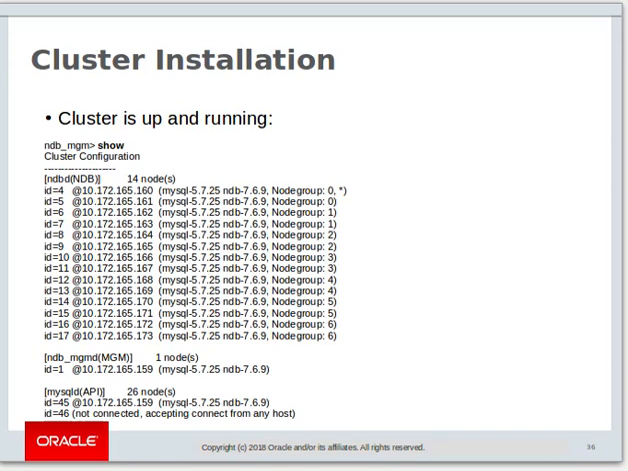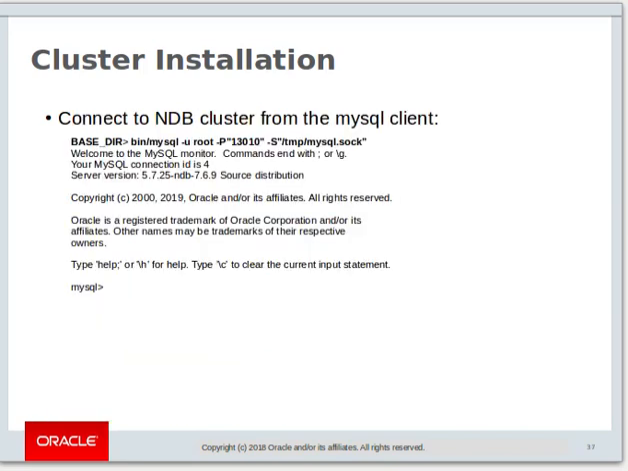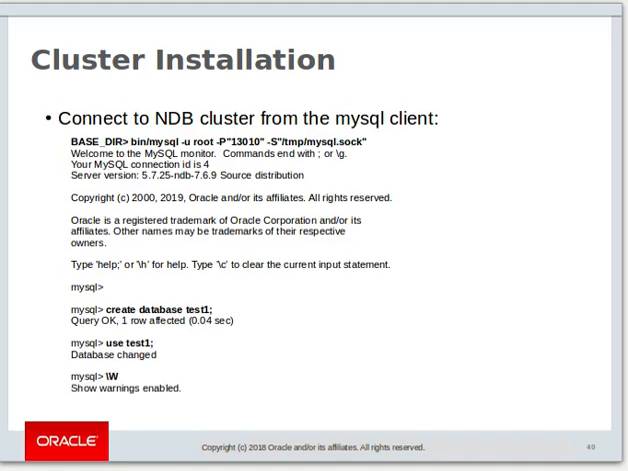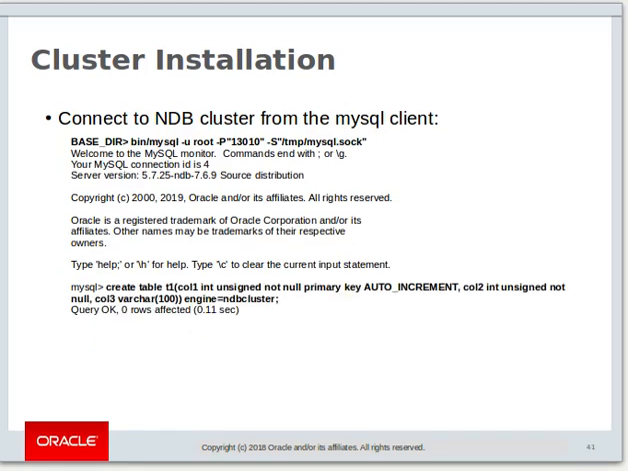Let's do some transaction on the cluster. For that we need to connect to the NDB cluster from the MySQL client. Once the connection is successful, create a database called test1. Let's enable the warnings and create a table T1 having four columns in it. Make sure it is created with the option engine equal to NDB cluster.